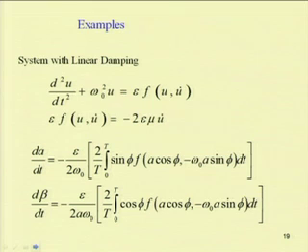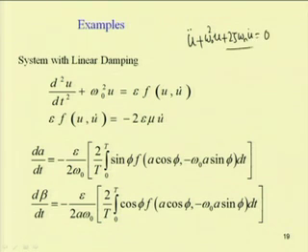Last class we have seen this example. Let us solve this example again, that is, for a linear damping. In case of the linear damping we can write the equation in this form: u double dot, that is d square u by dt square, plus omega 0 square u plus 2 zeta omega n u dot equal to 0.